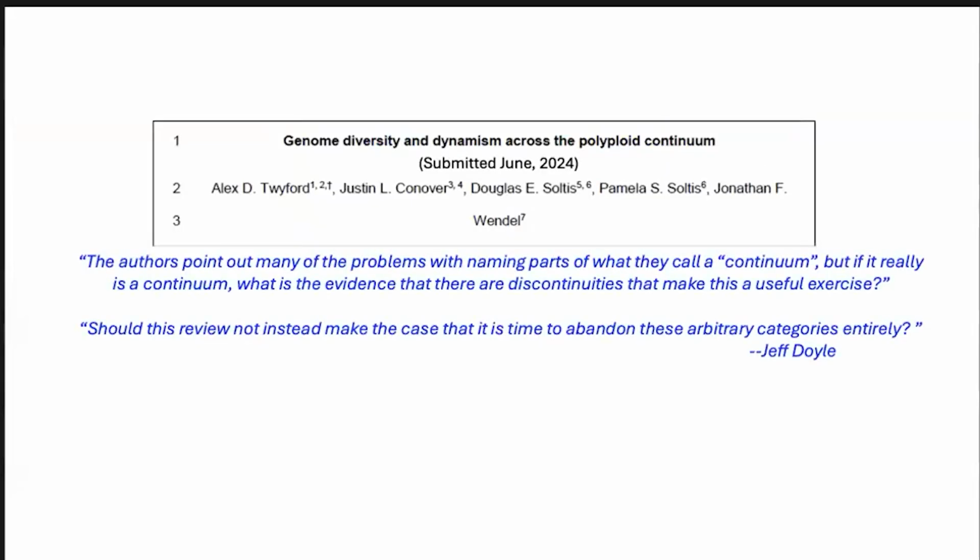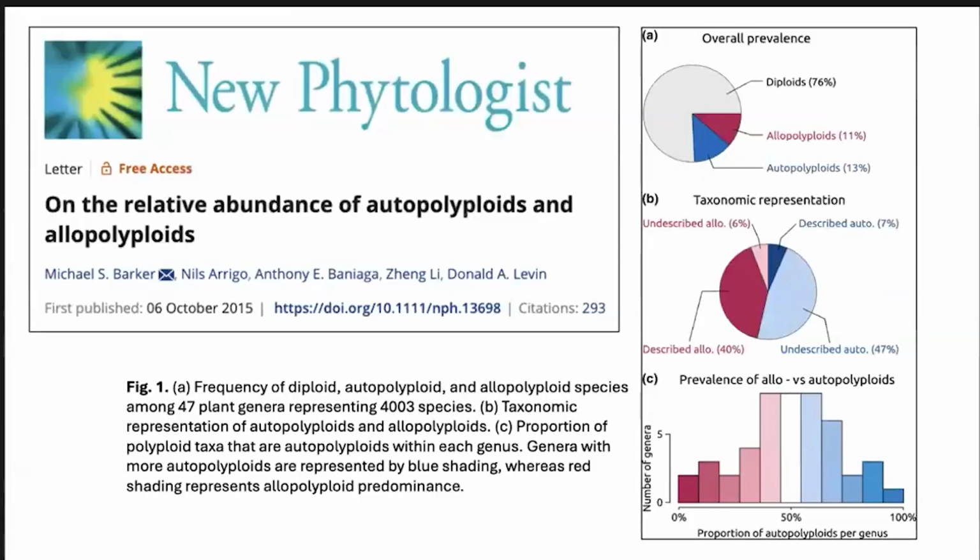So this is why I said the authors point out many of the problems of naming parts of what they call a continuum, but if it really is a continuum, what's the evidence there are discontinuities? And should this review not make the case, again, that these are arbitrary categories entirely? All right, so is it still a problem?